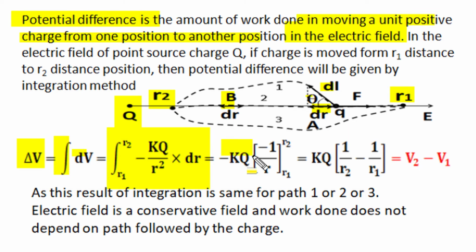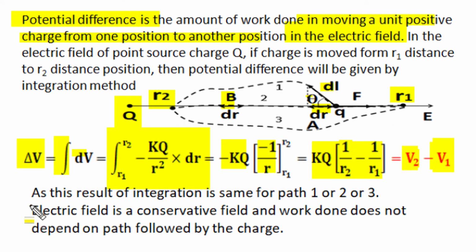Here minus kq is a constant, the integration of 1 by r square is minus 1 by r, and when we take limits, this minus will get cancelled out, and in place of r we write r2, which is the final limit of this integration, the final position of the test charge, and r1 is the initial distance position of the unit positive charge in the field of source charge. This kq times 1 over r2 minus 1 over r1 is the potential difference between r1 and r2. Since kq upon r2 is the amount of work done in moving a unit positive charge from infinity to r2 distance, it is the potential of the second point, and similarly kq upon r1 is the potential of the first point. So we can say potential difference is the difference of potential of two positions.